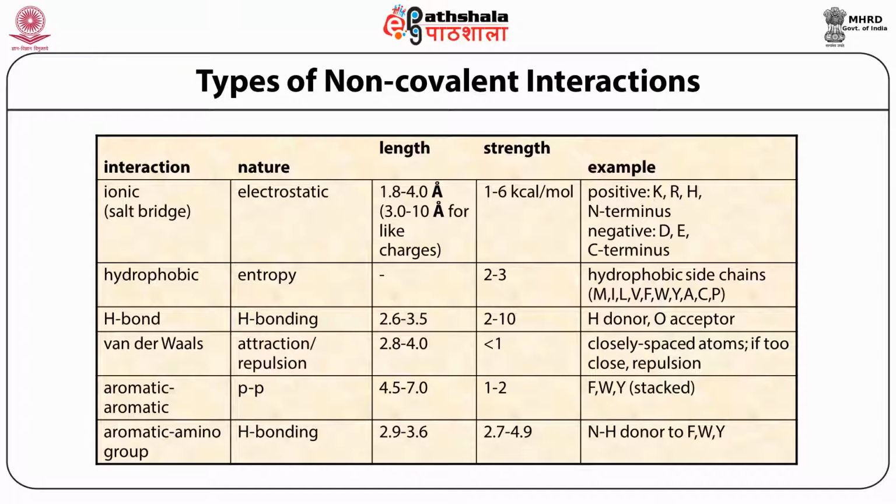The other interaction is the van der Waals interaction, which may be either attractive or repulsive depending on the distance. Although its energy is very low, the number of van der Waals interactions is very high in a protein. The other two interactions are aromatic-peptide transitions and aromatic amino group hydrogen bonding. These are rare interactions found in proteins.